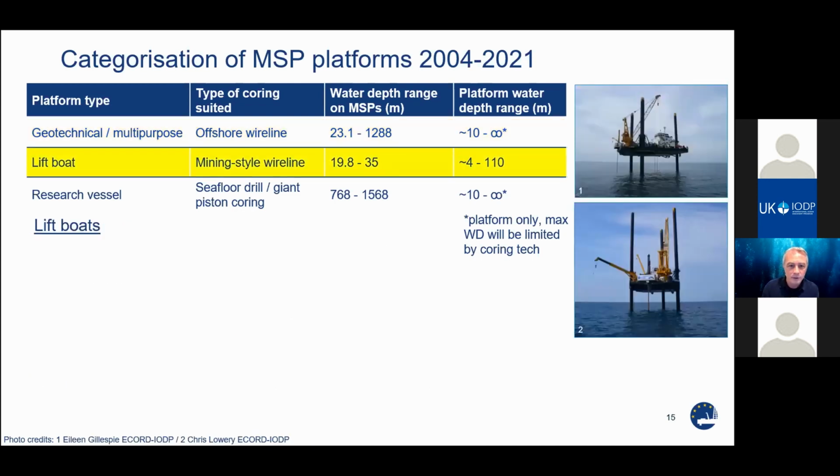Moving on to lift boats, these have been proven to be highly successful MSPs, and we have used platforms like this twice on New Jersey and Chicxulub. Now, these vessels can access very shallow water, and although the very shallowest that we've operated in is just under 20 meters, it could be as little as 4 meters, taking the example of the lift boat Cade that you see in the top picture there.